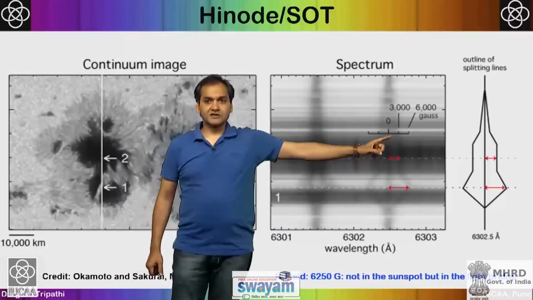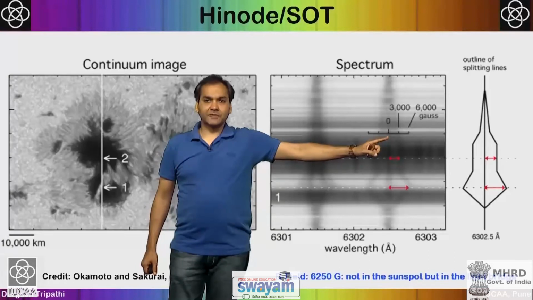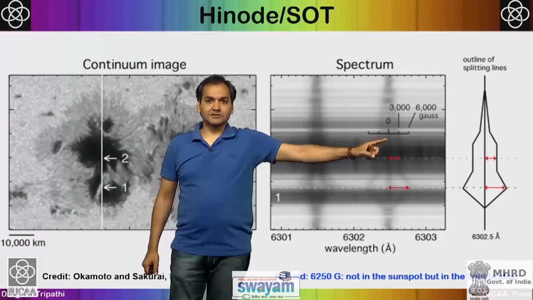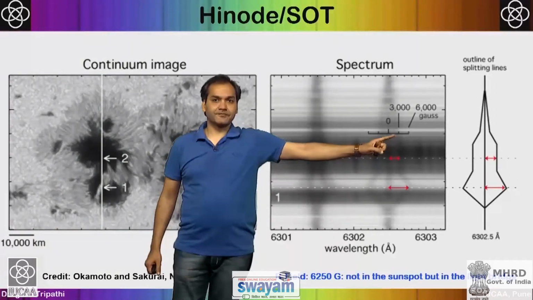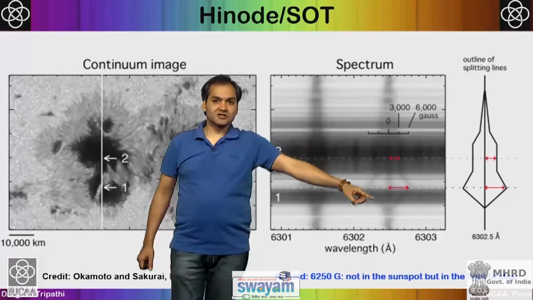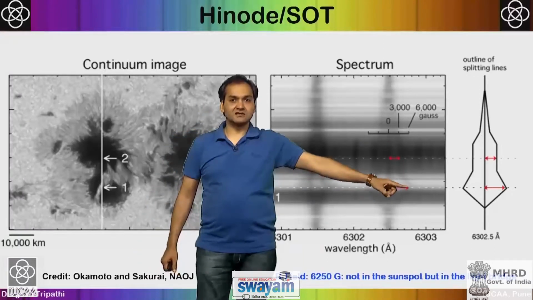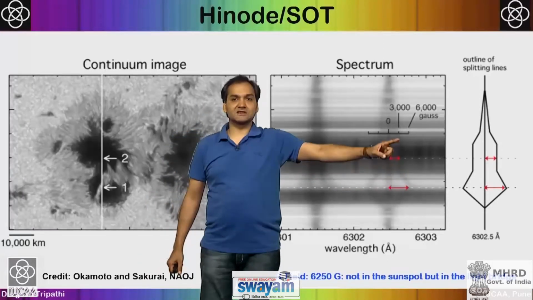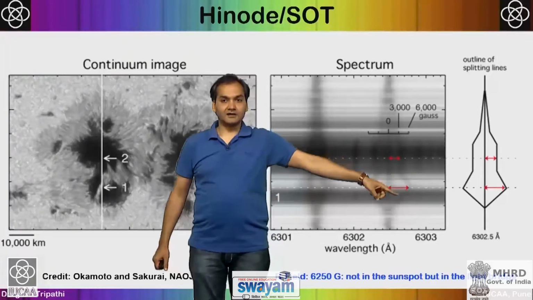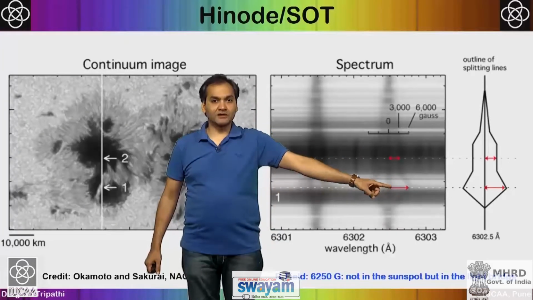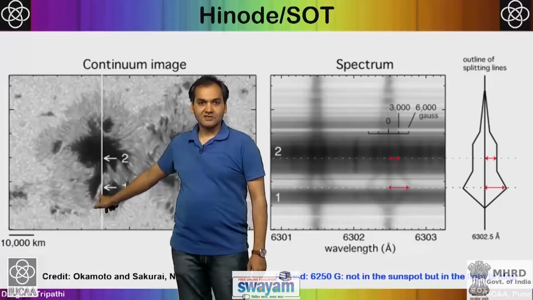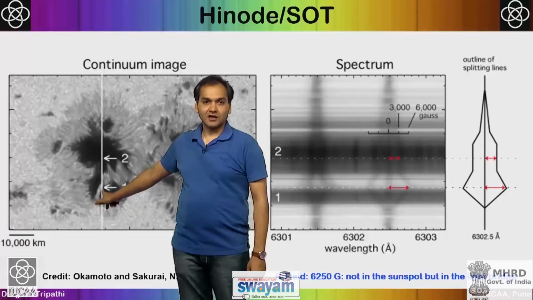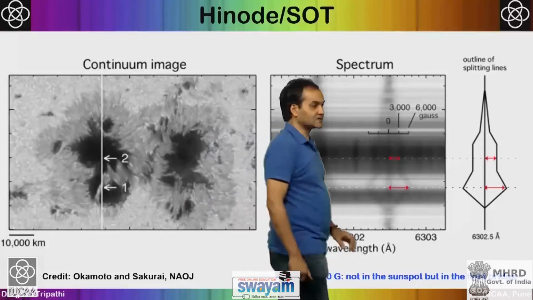So, this is my 0. If I have a magnetic field strength of 3000 Gauss, then the splitting of the line is this. But at this location here, my splitting is this much, which corresponds to more than 6000 Gauss. And this is position number 1, and remember that position number 1 is this one here, which is not deep inside the umbra, but is located at the light bridge, which is inside the umbra.